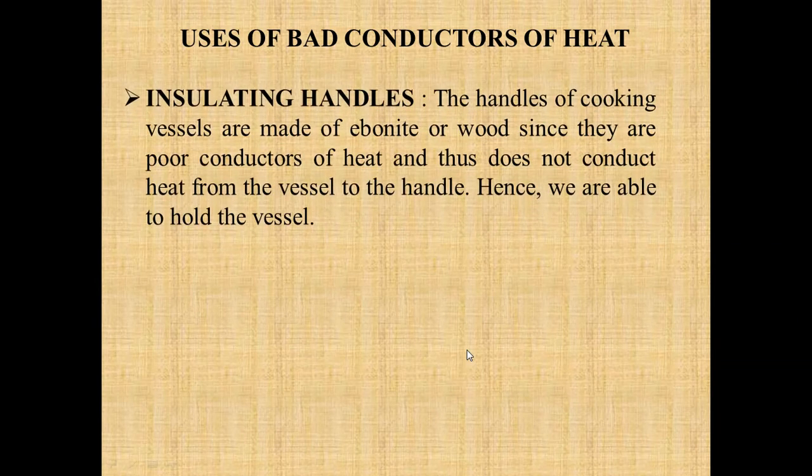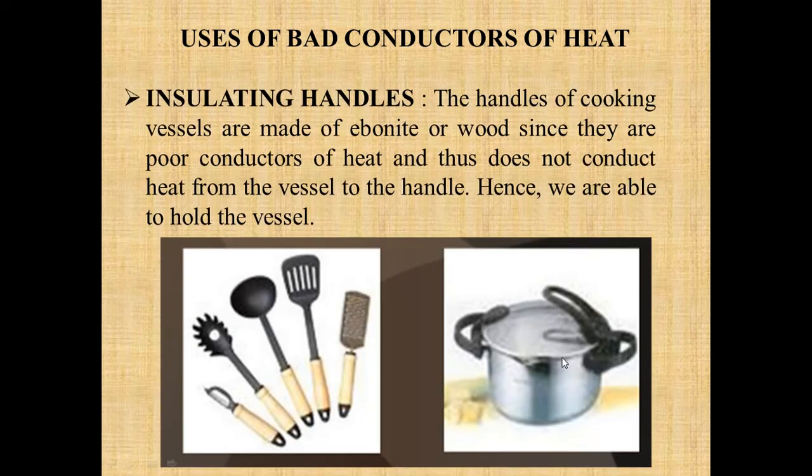Similarly, there are uses of bad conductors of heat also. Whenever you are cooking in a vessel, for example, this pressure cooker, and you want to lift it, what is done? The handles of cooking vessels are made of ebonite or wood because they are poor conductors of heat. So they do not conduct the heat from the vessel to the handle, and we are able to hold these vessels. This is one of the uses of bad conductors of heat.